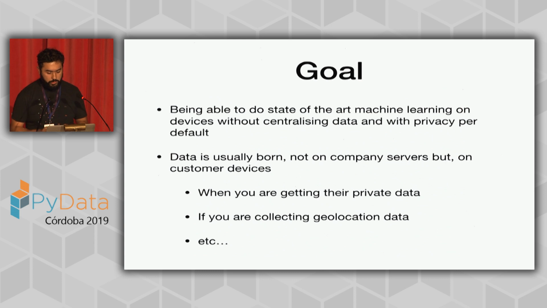So that's the goal and the example that we've seen until now. What we're trying to do is to develop state-of-the-art machine learning. In the case of the Google keyboard, it was a recurrent neural net. So we're not talking about a really small or simplistic model. We're already talking about a deep learning model.